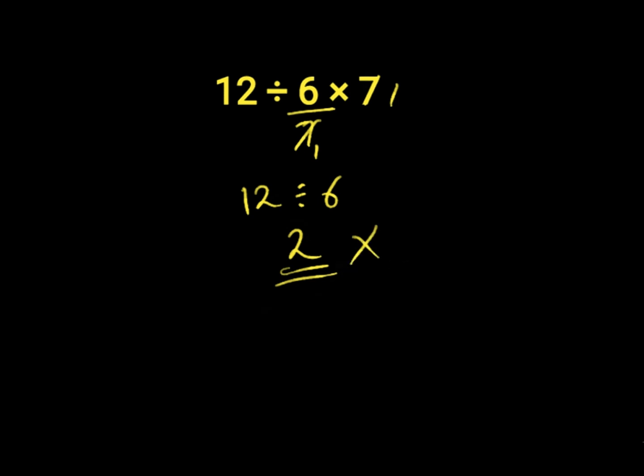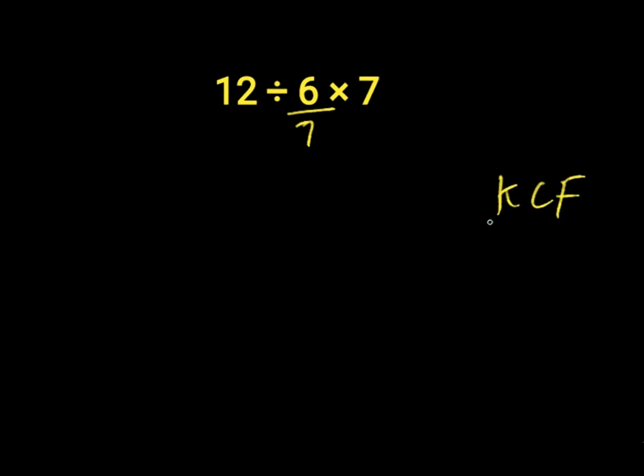multiplication have equal priorities. So we are to work from our left to our right, which is we are to solve our division first before multiplication. Let us solve the right answer to this question. First of all, we are going to solve 12 divided by 6 over 7 using the rule of KCF. K stands for keep, C stands for change, and F stands for flip.